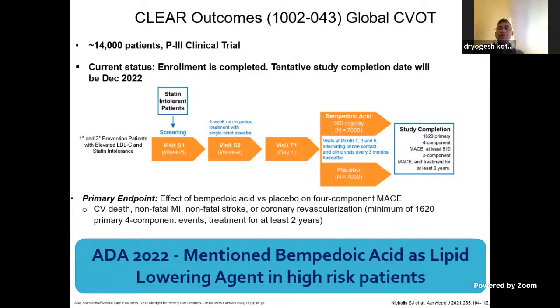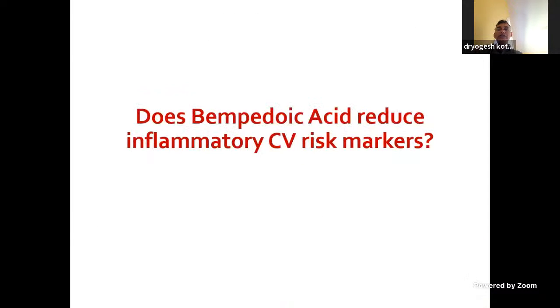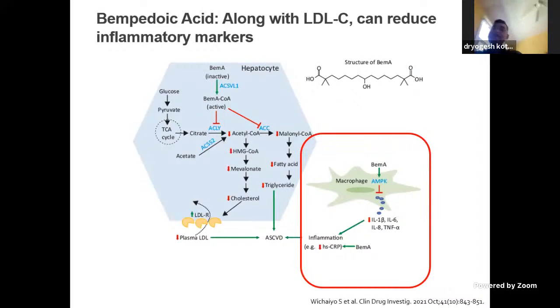So ADA 2020 mentioned bempedoic acid as lipid lowering agent in high risk patients. Next slide. So is there any evidence of reduction in inflammatory markers with bempedoic acid? Next slide. So basically, we all know the mechanism of action of bempedoic acid and how they can also reduce the inflammatory markers. Next slide.